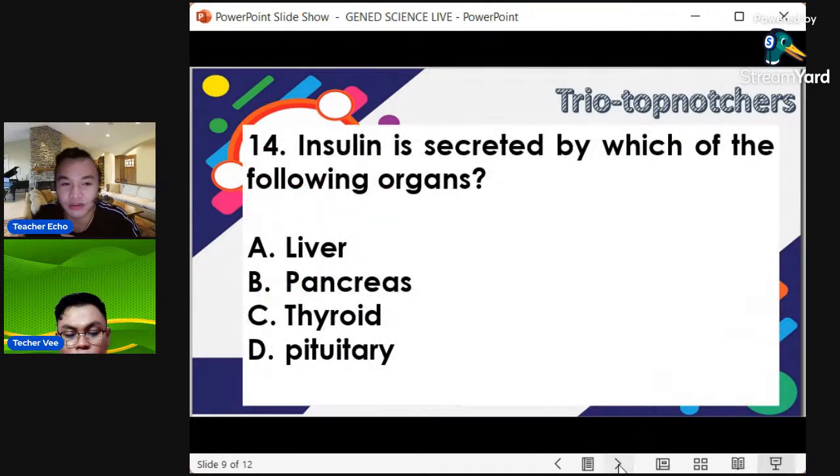All right, that's it. Now, I hope na naklaro na. Okay, let's go to number 14. Malapit na po tayong matapos. Insulin is secreted by which of the following organs? Okay, sino po yung mag-secrete ni insulin? Is it liver, pancreas, thyroid, pituitary?